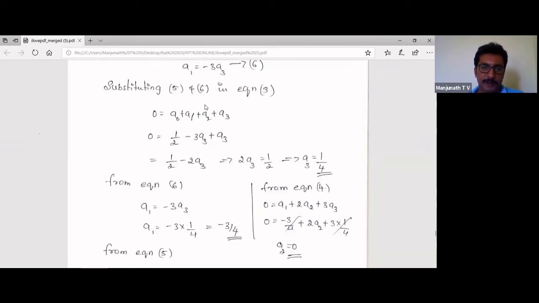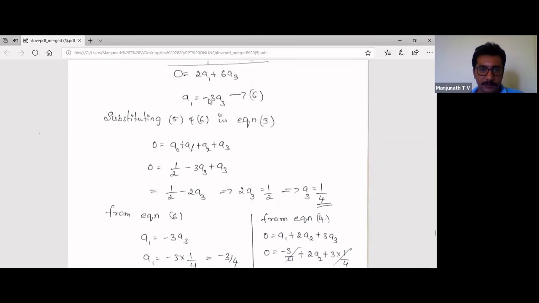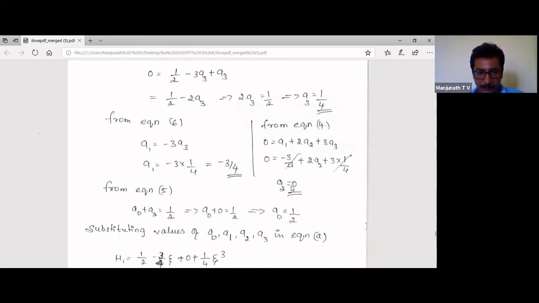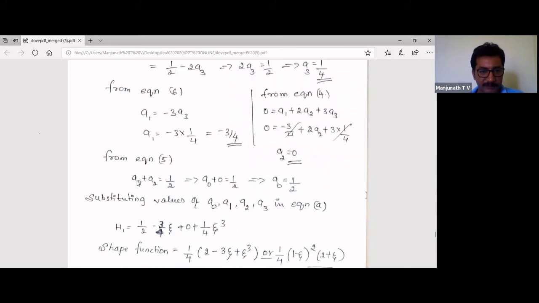So now we have got a1 and a3 values. a1 is equal to minus 3a3, and with a3 equal to 1 by 4, substituting in equation number 6 gives a1 as minus 3 by 4. Similarly from equation number 4, substituting the a1 value minus 3 by 4 and the a3 value 1 by 4 and simplifying, you get a2 as 0. Then from equation number 5, a0 plus a2 is equal to 1 by 2, and substituting the a2 value, a0 is equal to 1 by 2.